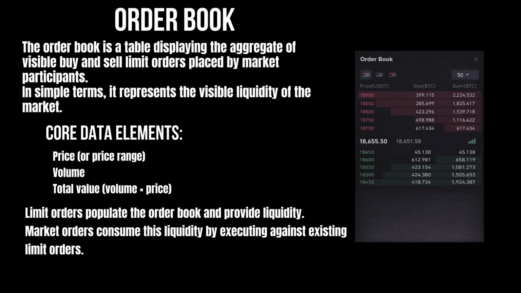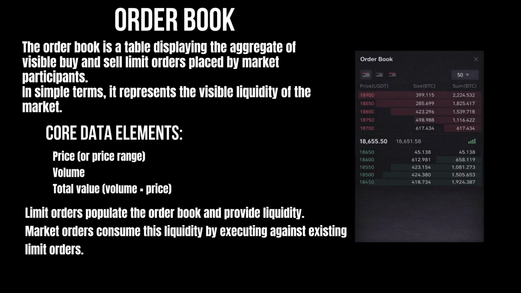The order book. The order book is a table that displays all visible buy and sell orders placed by market participants. In simple terms, it represents the visible liquidity of the market. The main information shown in the order book includes price levels or price ranges. Prices are grouped into steps, for example, $50 per level, displayed both above and below the current price. For each price level or range, the order book shows the available volume and the total amount within that range.